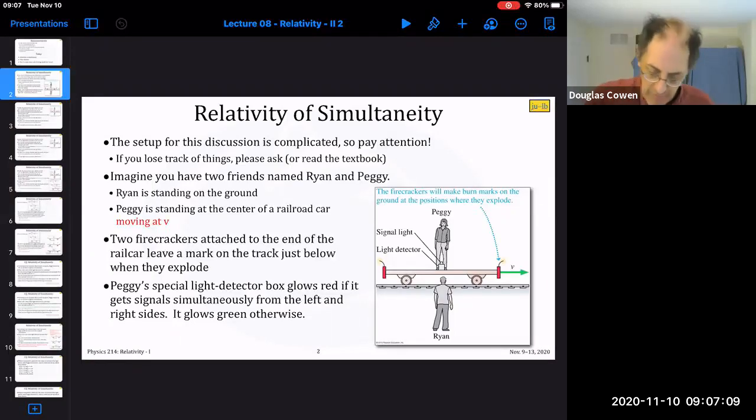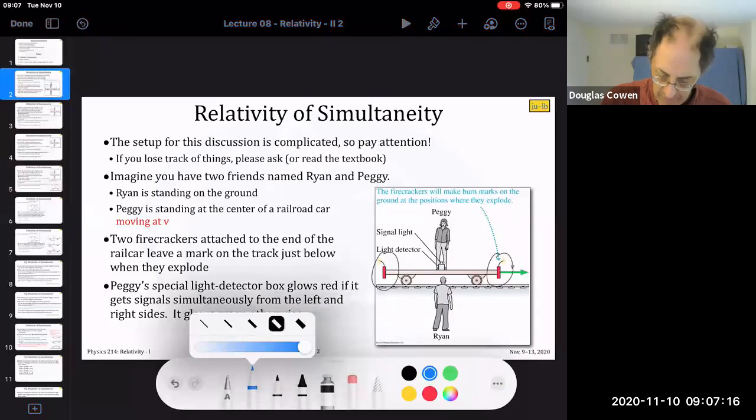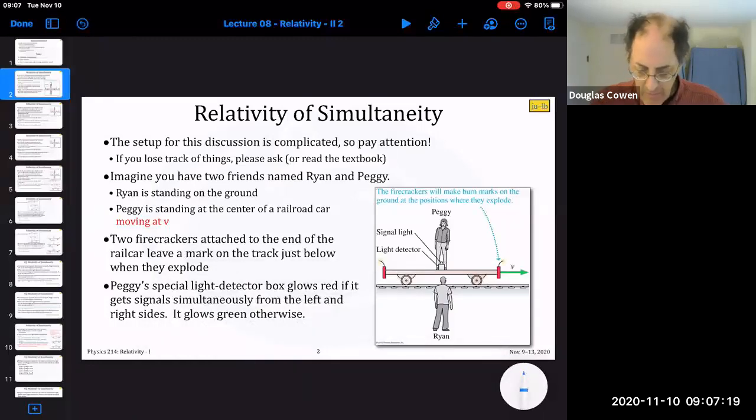And there are two firecrackers attached on either side of the railroad car, as you can see in the picture. And when those firecrackers explode, they make a mark on the track right below where they are. Peggy, in between her feet here, has a light detector box. And that light detector box glows red if it gets signals from the two firecrackers, the light signals, at the same time, or it glows green if they arrive at different times.